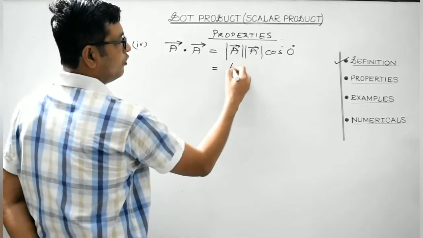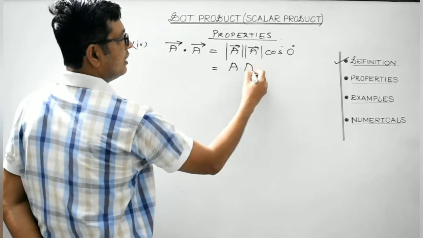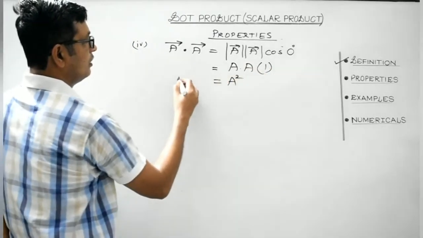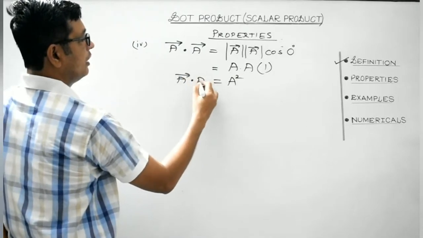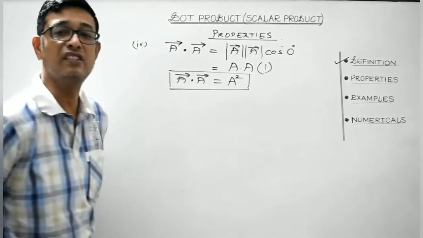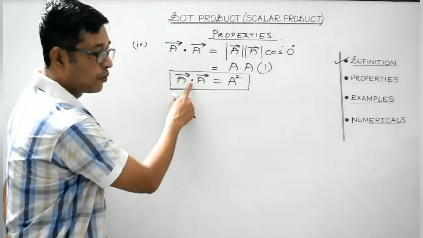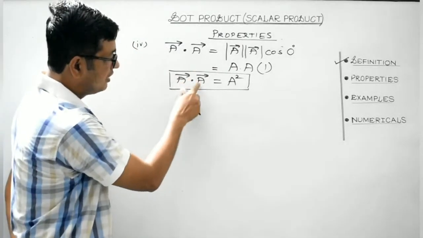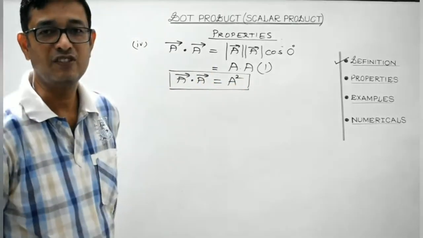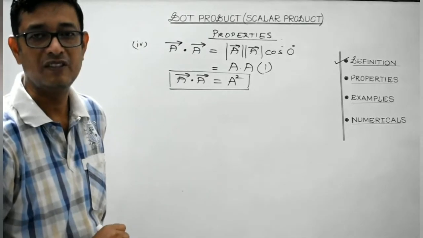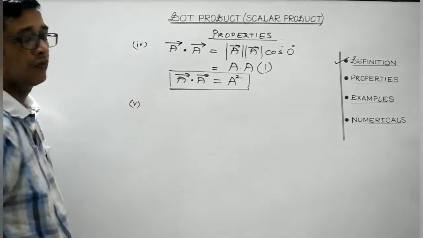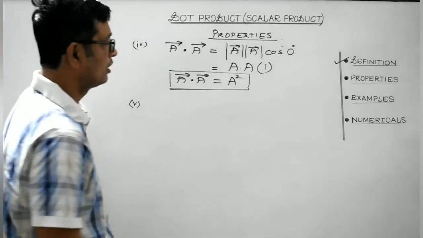So magnitude of A would be A. This would give us A. Cos 0 is 1. So what do we get? A square. So A vector dot A vector is equal to A square. What I mean to say is that the dot product of a vector with itself will give us the square of its magnitude. So that is another very important property. Clear, students?